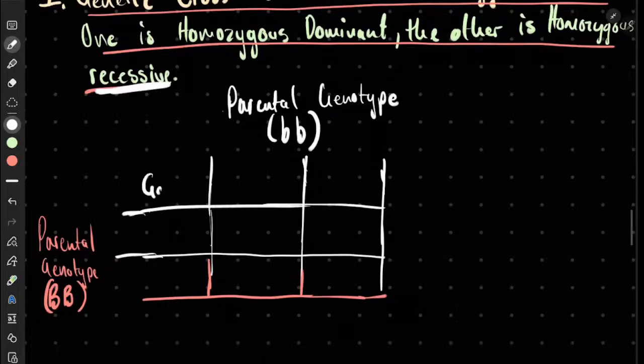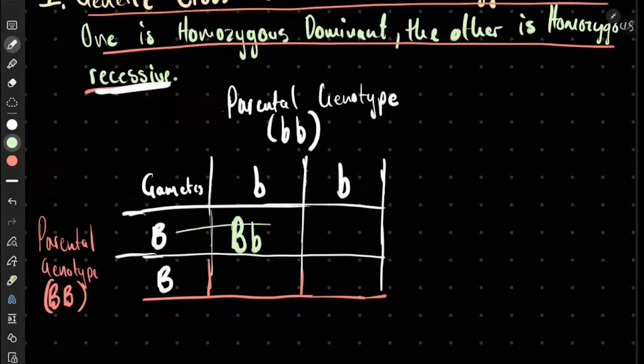So now we will put here the gametes. In here it's big B and big B. In here it's small b and small b. Then we start crossing to see what type of children we are forming. Here we have big B meeting small b, so you have big B, small b. Again big B meeting small b, big B, small b. Again, big B, small b. And here, big B meeting small b, big B, small b.